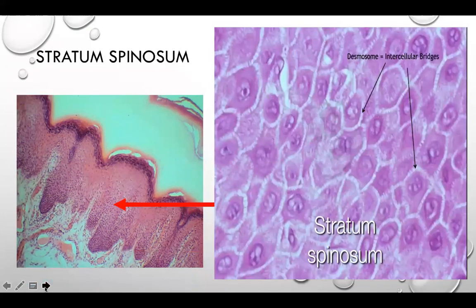In stratum spinosum, all you need to remember is the presence of tonofibrils. These tonofibrils help these keratinocytes stay intact together because of the desmosomes. These are actually the intercellular bridges that are very specific to stratum spinosum. And as I mentioned, stratum spinosum is the thickest layer of the epidermis.